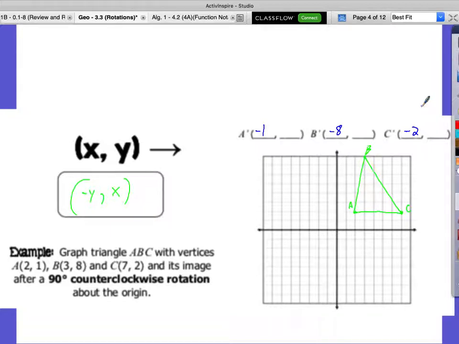Hey, anyone who needs glue sticks, there's glue sticks now. Thank you guys. Hey, so for the y value, you take the original x and just put it in place. Questions on how we get the A prime, B prime, C prime? Okay, so then we can graph this: -1, comma 2. -8, comma 3. And -2, comma 7.